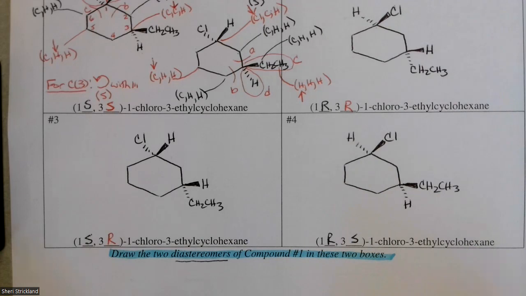All right, so that's the basic story on cyclic examples of compounds that have more than one asymmetric carbon. If you have any questions, please send them to me.